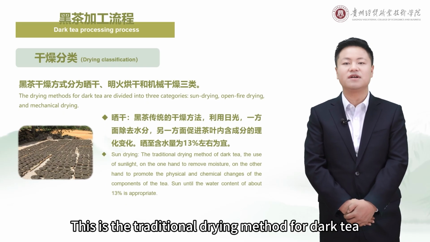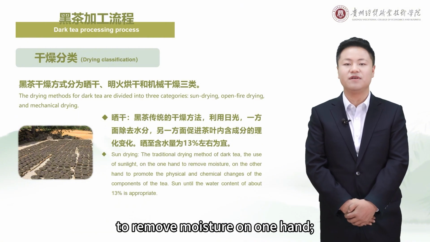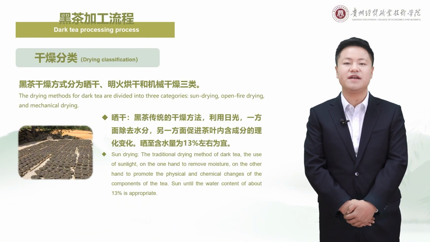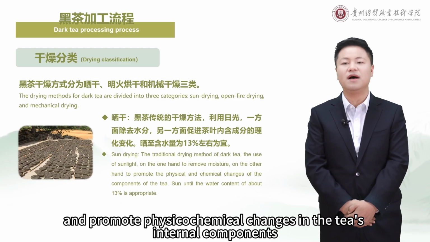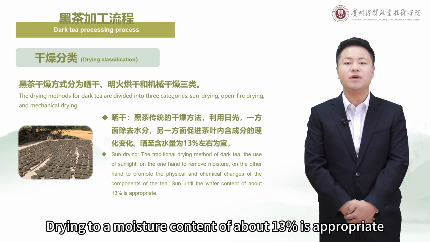Sun drying. This is the traditional drying method for dark tea, using sunlight to remove moisture on one hand, and on the other hand promoting physicochemical changes in the tea's internal components. Drying to a moisture content of about 13% is appropriate.